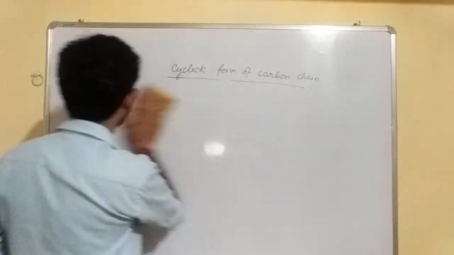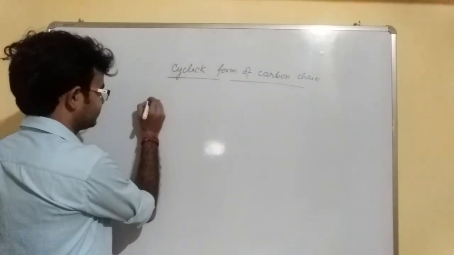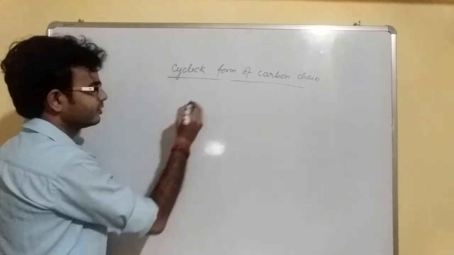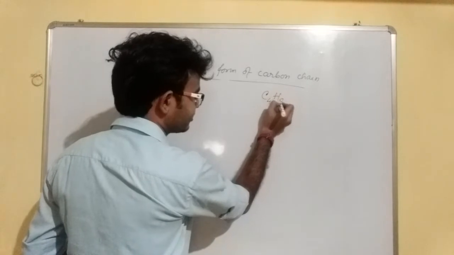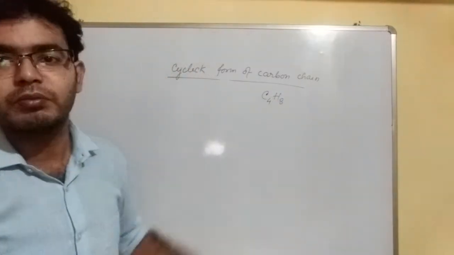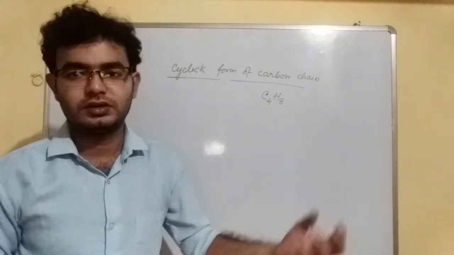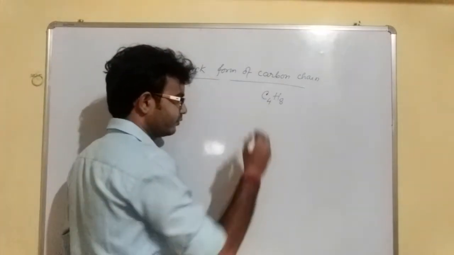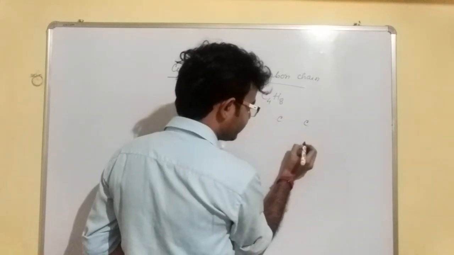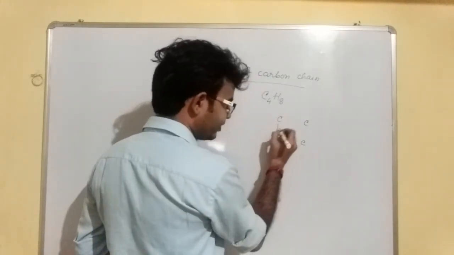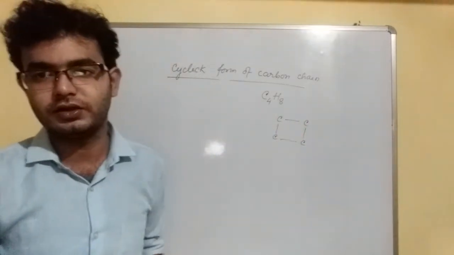Now if we take this example, suppose the question is like this: the formula is C4H8. Draw a cyclic compound having this formula. So what you have to do? C4, 4 carbon, 1, 2, 3, 4. Cyclic compound is given, so like this. Then after that you have to fill it with hydrogen.